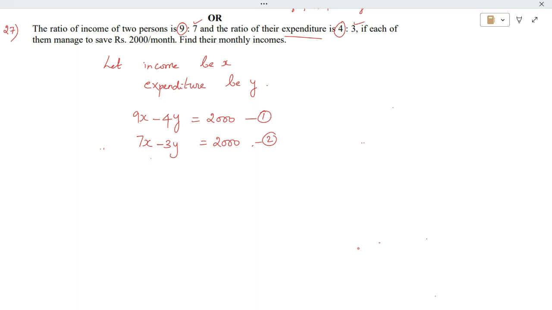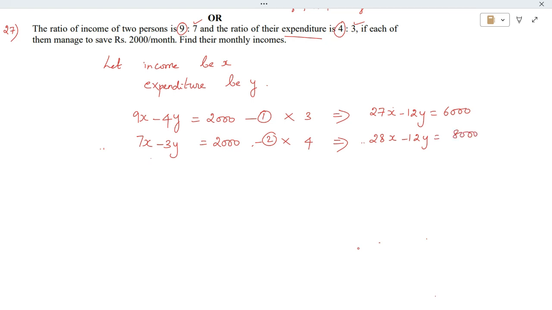Now I am going to solve these equations to find out the income, that is x, or the expenditure y, by either the substitution method or the elimination method. So I am going for the elimination method. So I am multiplying equation 1 by 3 throughout. So this will result in 27x minus 12y is equal to 6000. So I'm just multiplying each term with 3. Similarly, the second equation has to be multiplied with 4. So this will result in 28x minus 12y is equal to 8000.